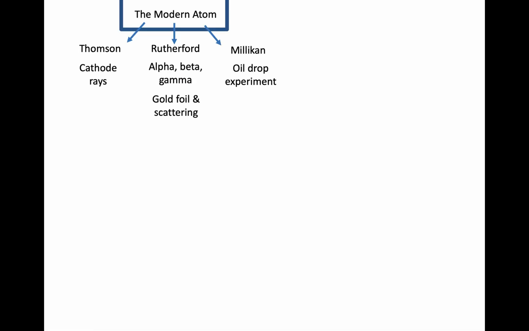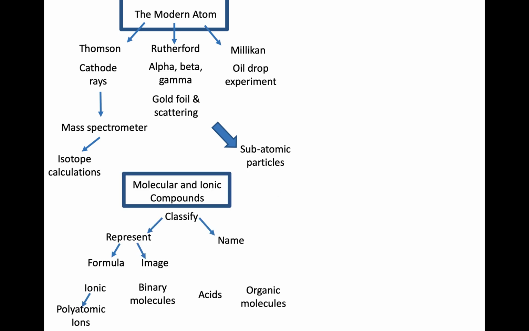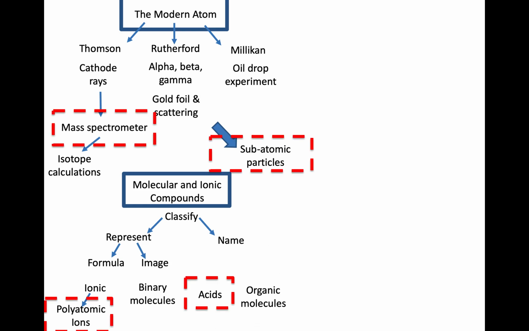The progression of this particular chapter begins by looking at the work of Thomson, Rutherford, and Millikan. Next is this discussion of a mass spectrometer and how that's connected to isotope calculations, descriptions, and a way to summarize the subatomic particles that are present. And then a whole series of ideas where there's descriptions of molecules and ionic compounds. This particular video is summarizing or exploring some ideas near the start of the chapter and then bringing in some that are at the end of the chapter.